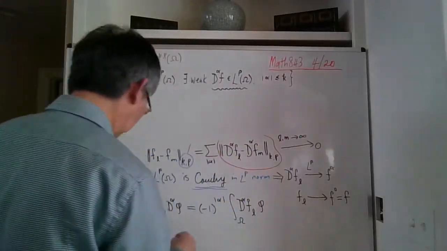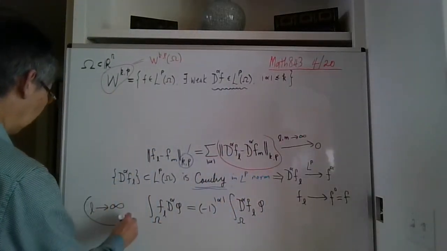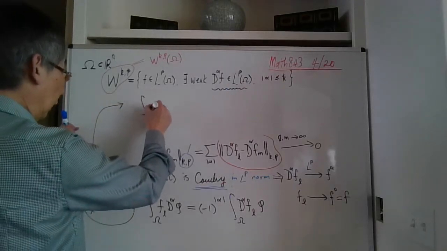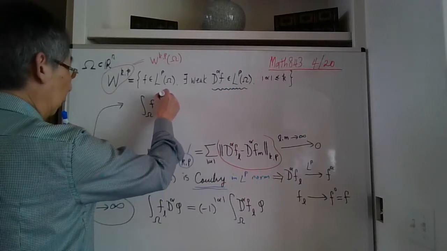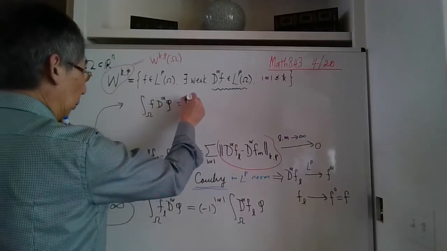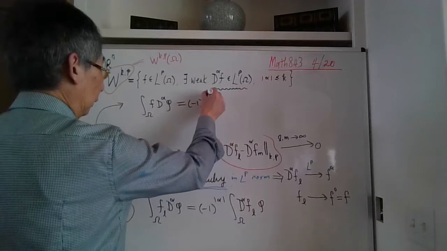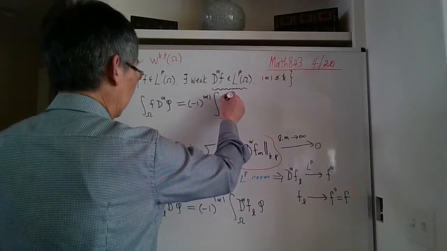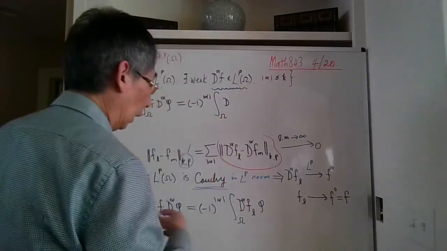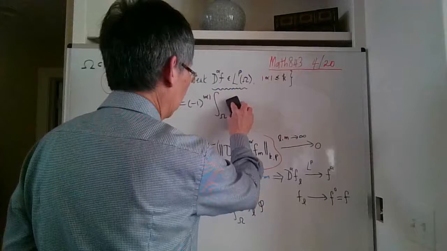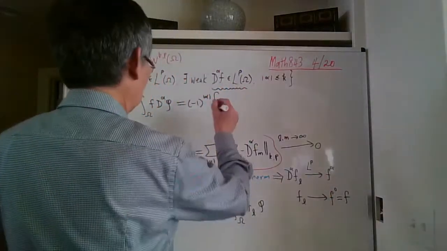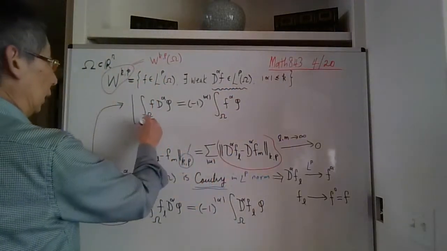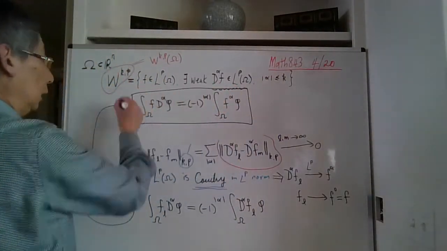So in this relationship, letting l go to infinity, you can see that this will give us the integral of F D alpha phi equals minus 1 to the alpha times the integral of, not D, but D alpha F_l, and this sequence goes to F alpha, times phi. Like this. So easily we get this.